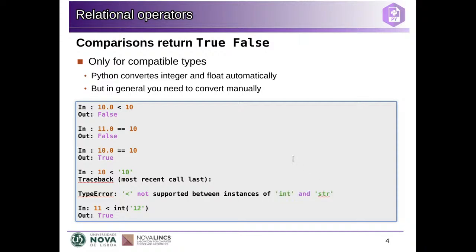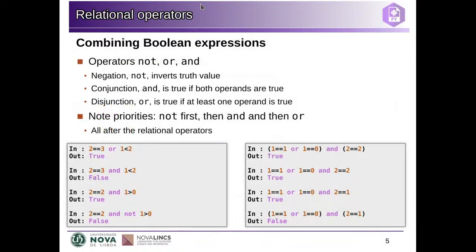You can do this manually by specifying how to convert. So we can use, for example, the int function to convert the string into the corresponding integer, in this case 12, and then we can do the comparison with 11. So in some cases you will need to convert manually, but for these most common situations, Python does the conversion implicitly.